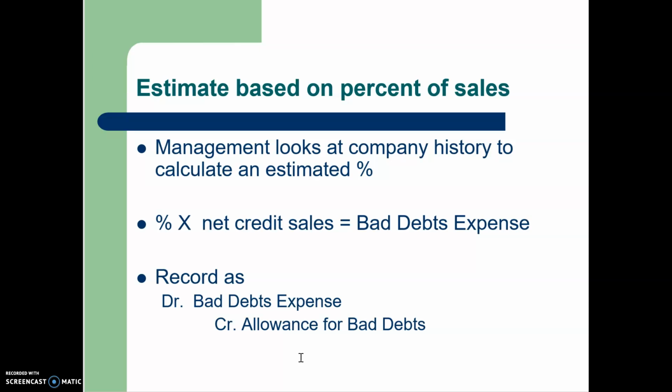So a lot of work would be done to come up with this estimated percentage. We are not going to be doing the work in this class. We are going to be given that percentage. And we'll take that percentage, multiply it by the net credit sales or the net sales revenue. That's going to give us our bad debt expense. So our adjusting entry is to debit bad debt expense, credit allowance for bad debts, and that will be for the amount that we calculated.